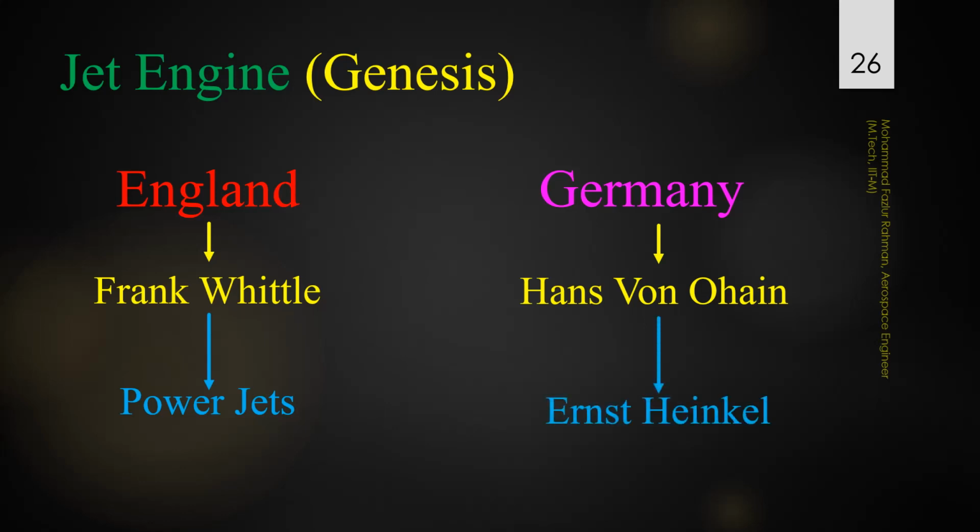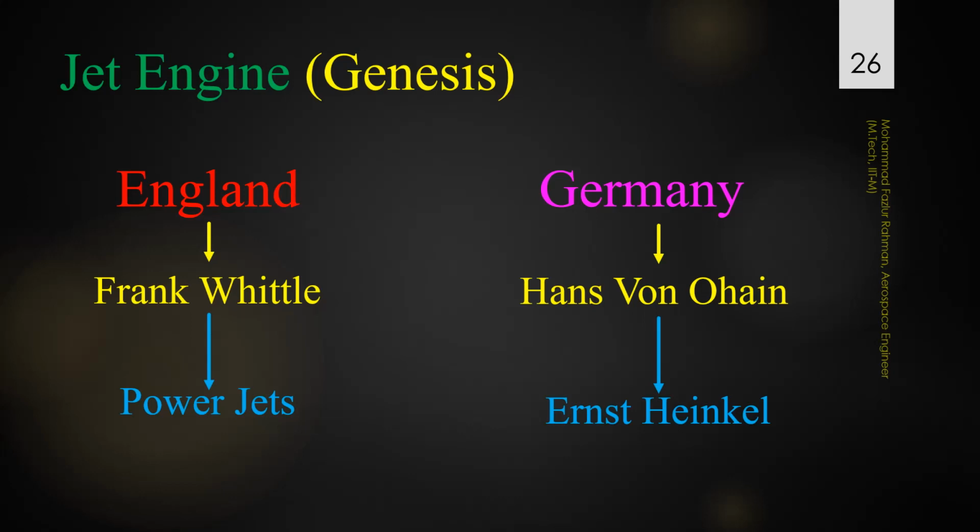On the other hand, in Germany, Hans von Ohain got good support from someone called Ernst Heinkel. He was one of the most important aircraft designers in Germany, and also a major aircraft producer. He got highly interested in Ohain's work, and he had the vision that if the airplane has to go for a higher speed, jet engines are the only option. So he allowed him to work in his own laboratory, and they both started working together.